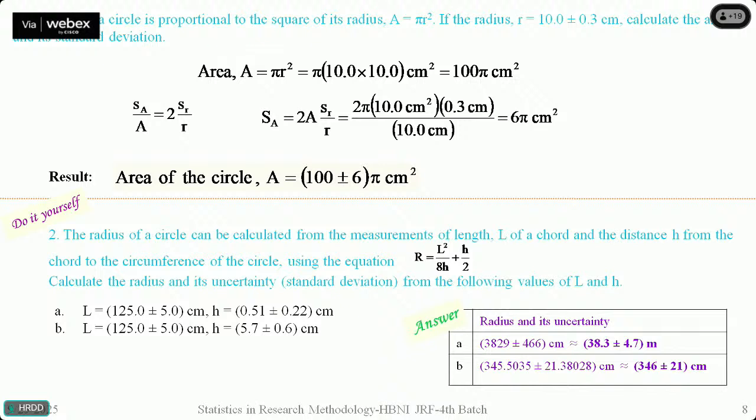Once you have done the first part of it, you go for the addition of L square by 8H and H by 2. In H by 2, there is no error. Whatever error is there, you can take and divide it by 2. In addition, it will be absolute uncertainty. You have an error of 0.22, right? It will be 0.11 on the right hand side. Square it, then sum it with the result of the left part. After the division, you square it, sum it, take the square root. That will be the uncertainty for your calculated radius. Okay, understood?